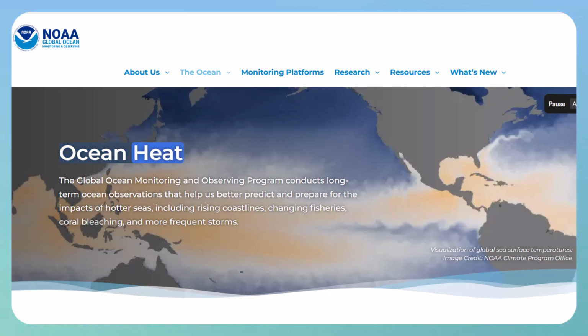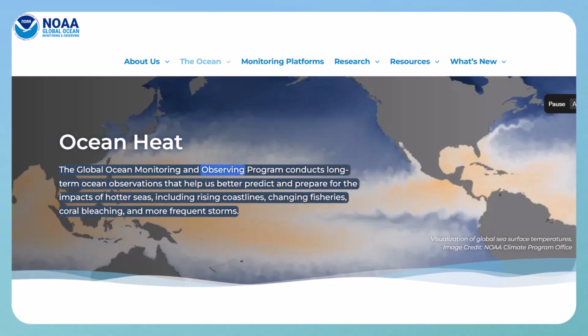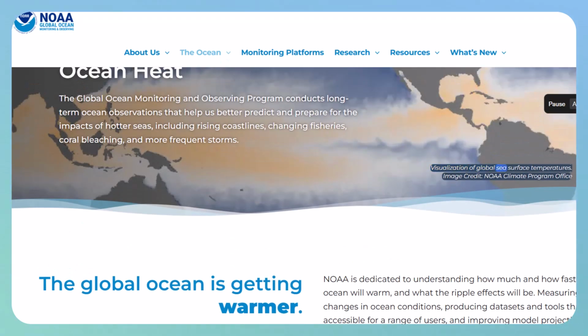Ocean heat. The Global Ocean Monitoring and Observing Program conducts long-term ocean observations that help us better predict and prepare for the impacts of hotter seas, including rising coastlines, changing fisheries, coral bleaching, and more frequent storms. Visualization of global sea surface temperatures. Image credit, NOAA Climate Program Office.